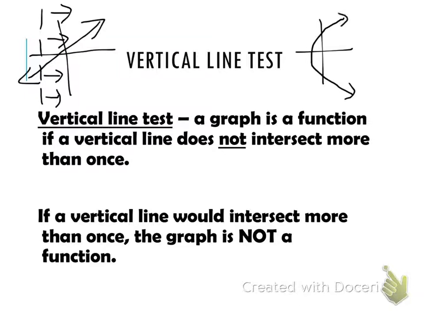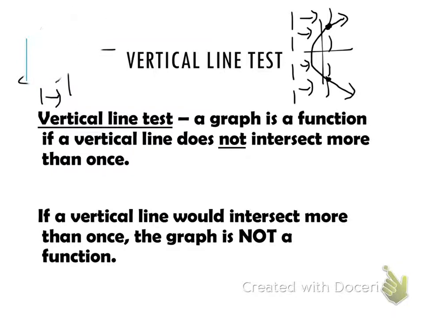Say I had this. I'll take my vertical line and drag it across my graph. Would this be a function or not a function? Not a function. When I drag it across, at some point it's going to hit my graph in two different spots at the same time. Does everyone see that? So that's not a function. Are we okay seeing the vertical line test?